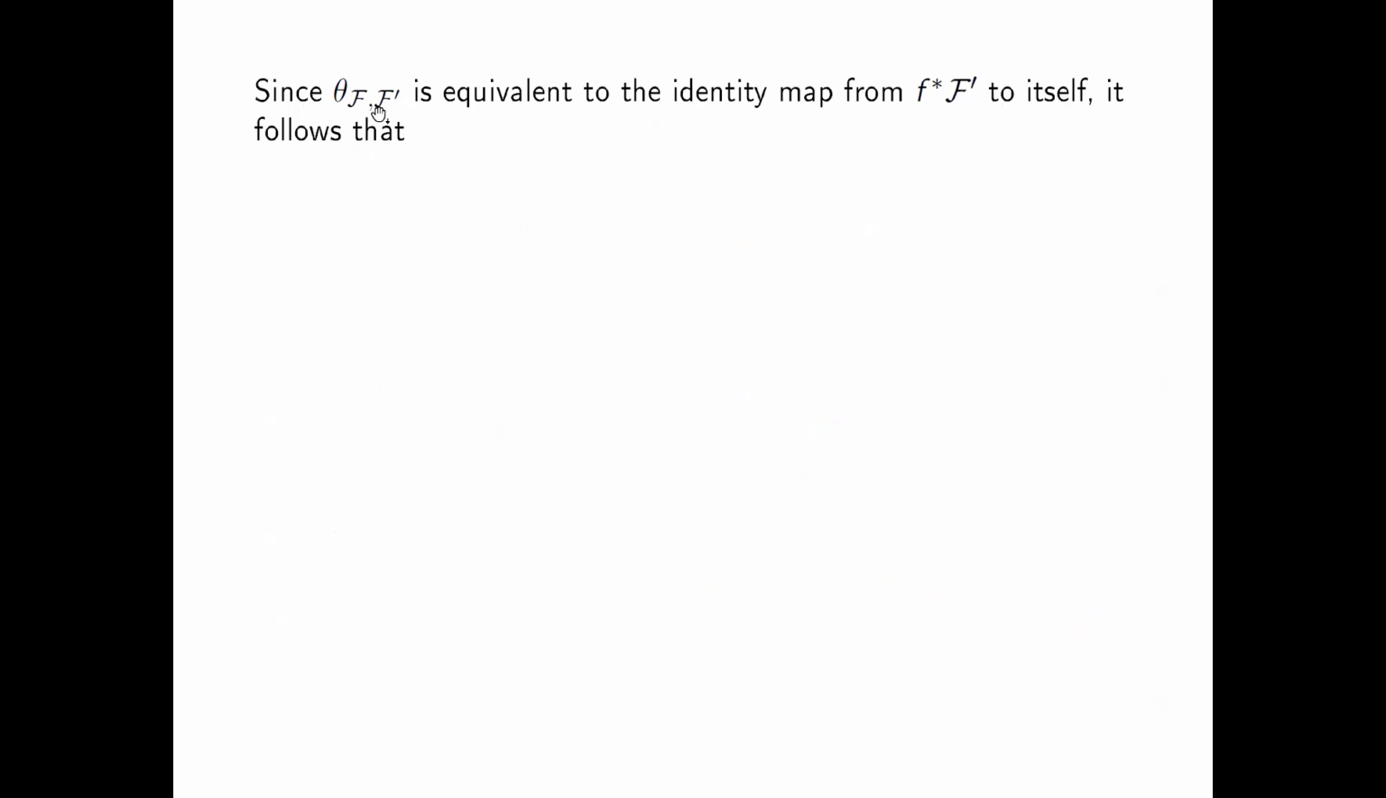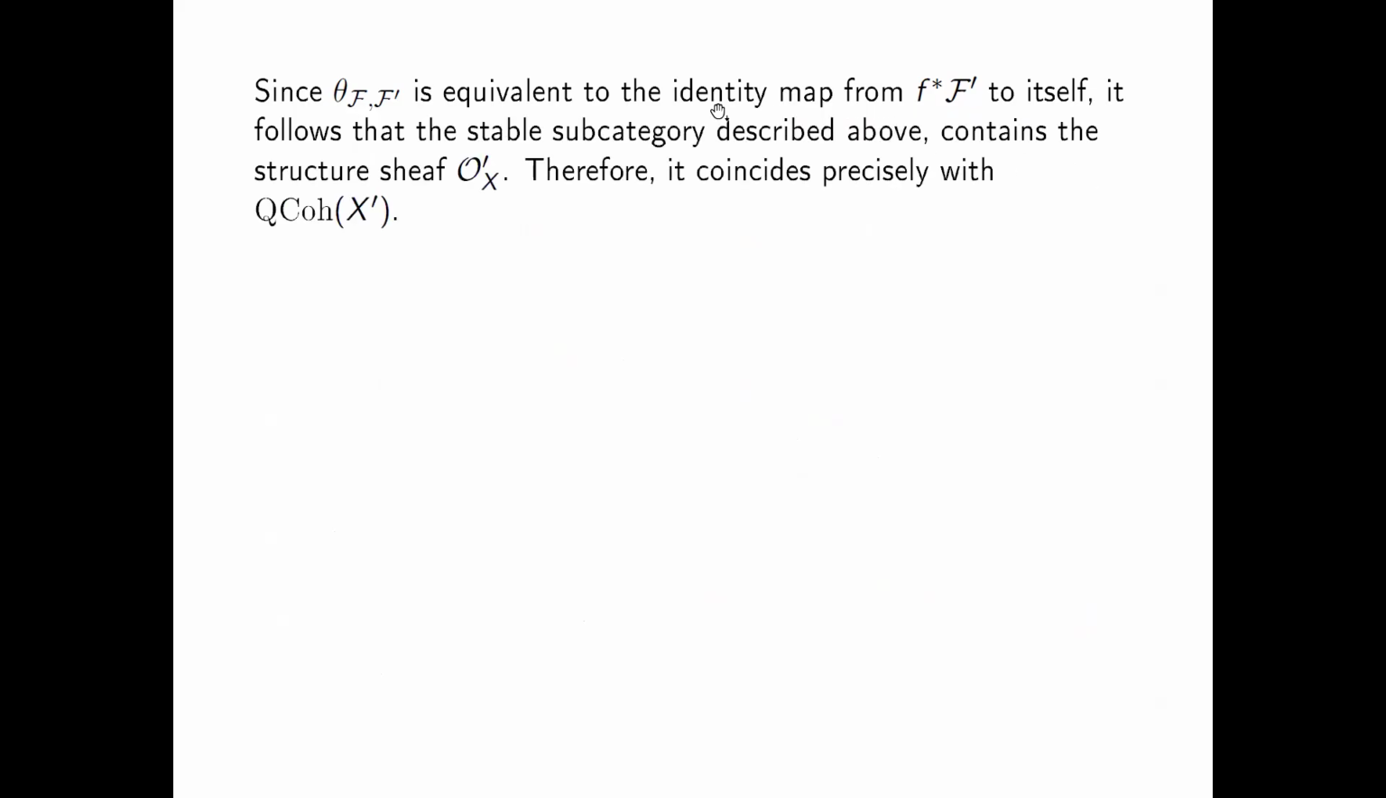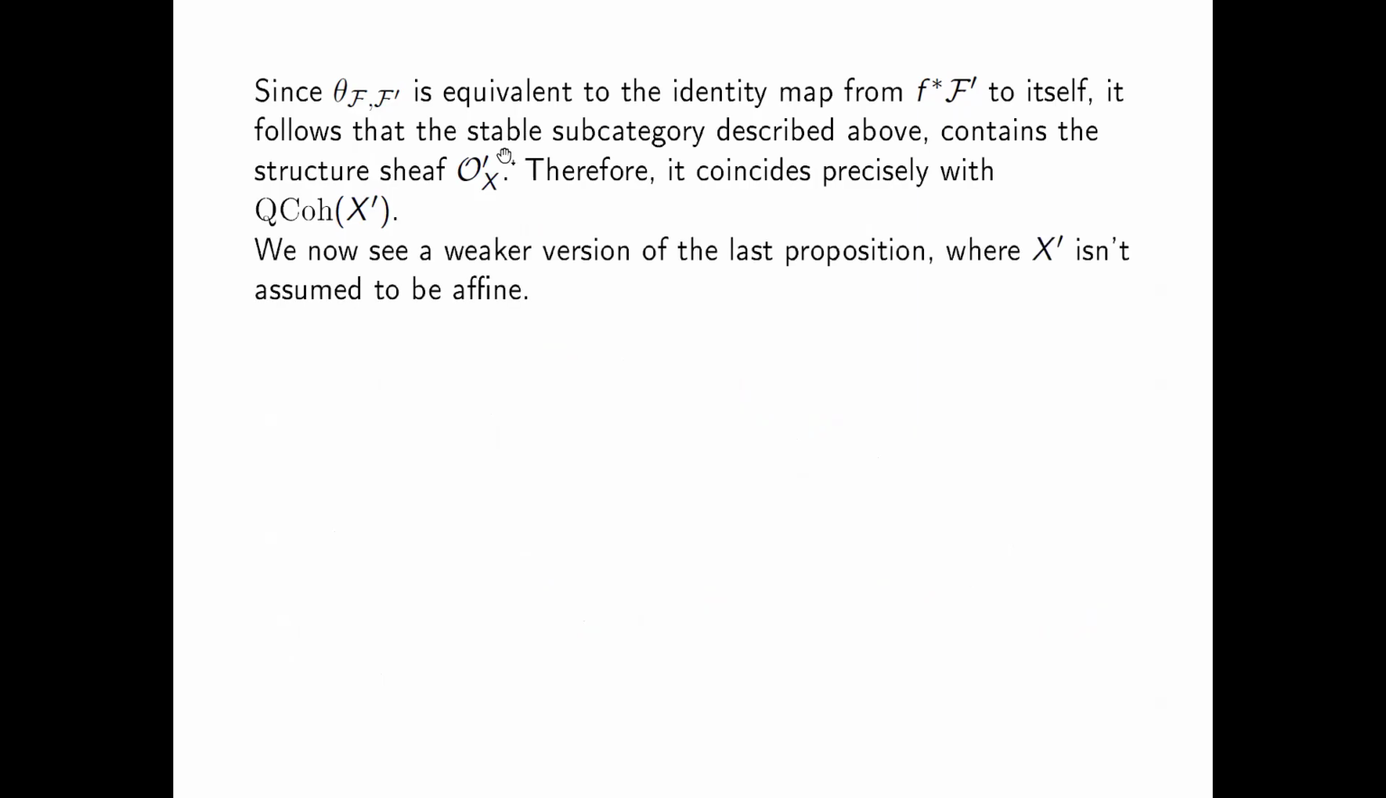Now, since this theta F dash is equivalent to the identity map from F upper star F dash, this is just something very good. That should make more sense if you just write it down to yourself. It follows that the stable subcategory described above contains the structure sheaf OX dash. Okay, there's another typo. So that means that it coincides precisely with quasi-coherent sheaves of X dash.